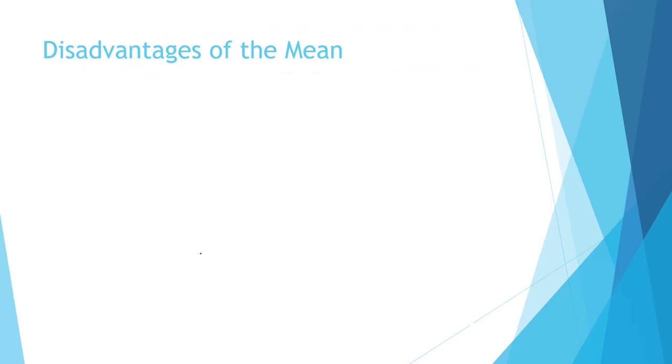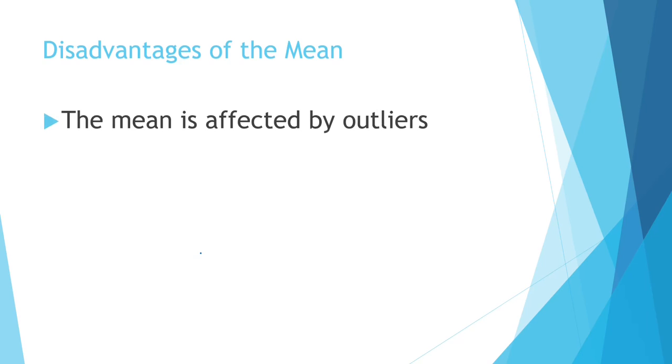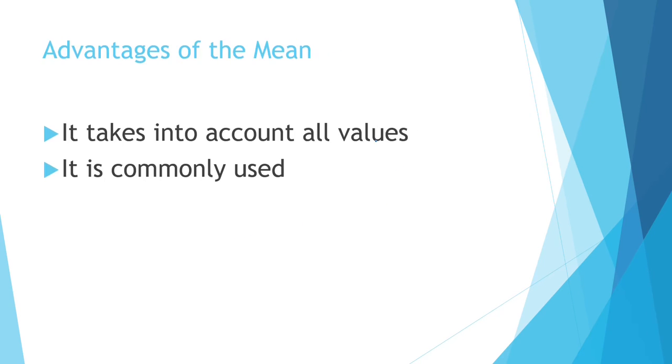What are the disadvantages of the mean? The mean is affected by outliers. The advantages of the mean. It takes into account all values in the dataset, and it is commonly used and easy to calculate for small data sets.